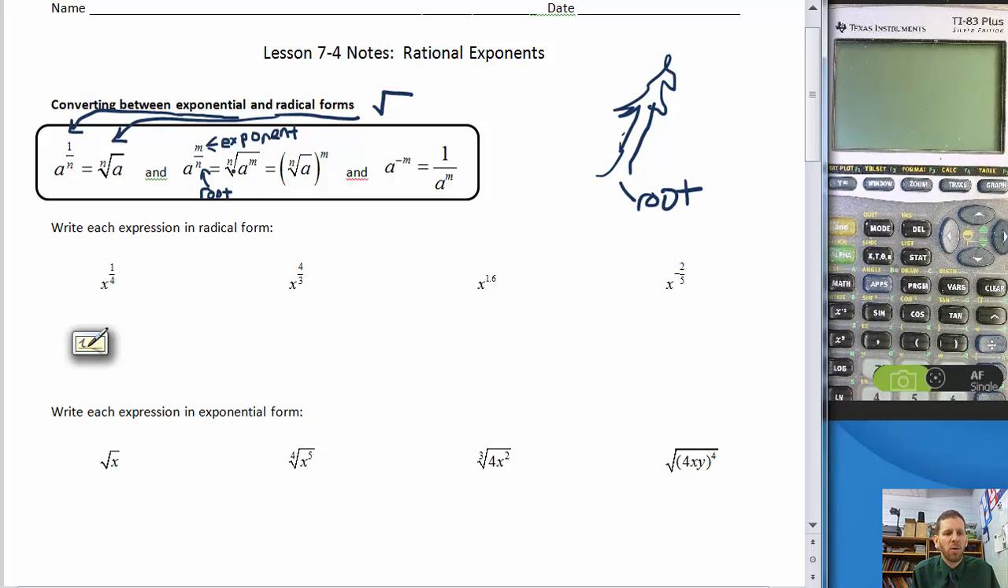And when we write something in radical form, the root kind of goes out in front here. A, and then your exponent is still in the exponent here. If you want to write this with parentheses, you can do that. You can write the root first and then the exponent second.